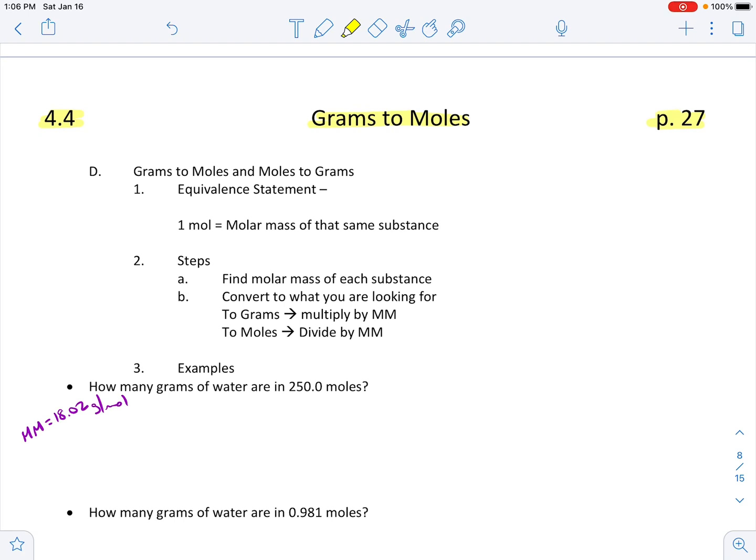And we're actually going to work backwards too, we'll do moles to grams as well. But the title was a lot shorter this way. Okay, so what we've got, grams to moles, moles to grams, our equivalence statement. If you remember, back when we did conversions between like the English and the metric system, like when we converted inches to feet, feet to miles, miles to kilometers, those were equivalence statements.